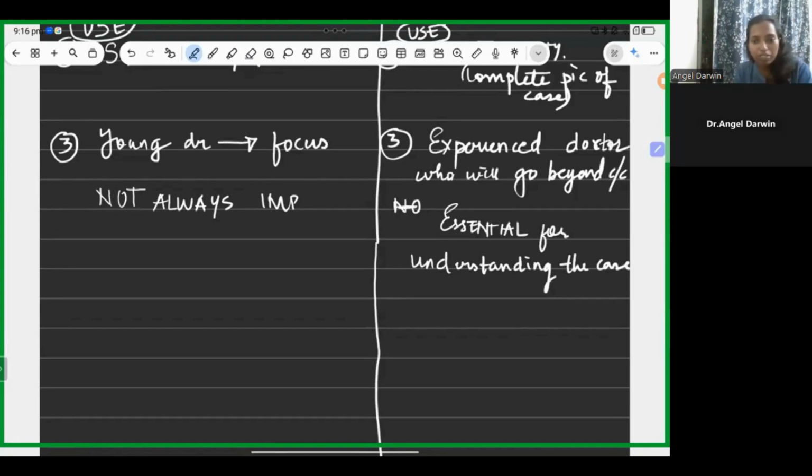Auxiliary symptom, it's the one which an experienced doctor will go for. It's the one which the patient may not notice. It will help to find the totality. It's a unique aspect of the case, and it is essential for understanding the case in detail.